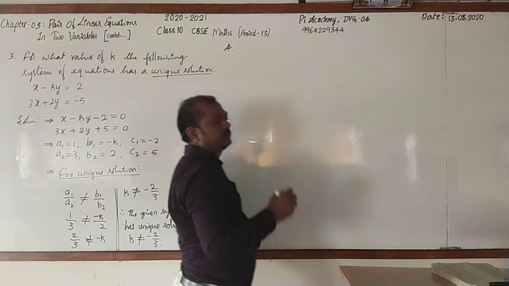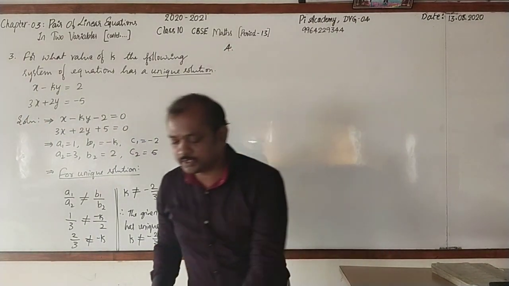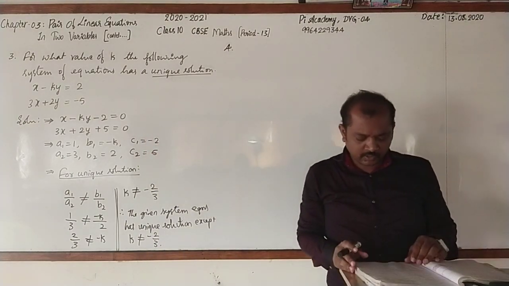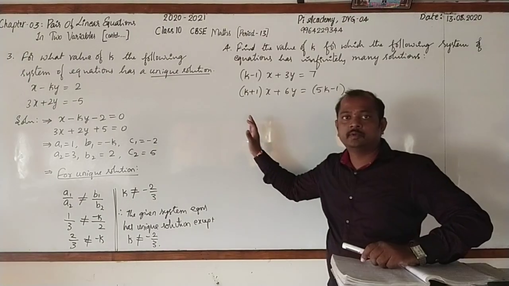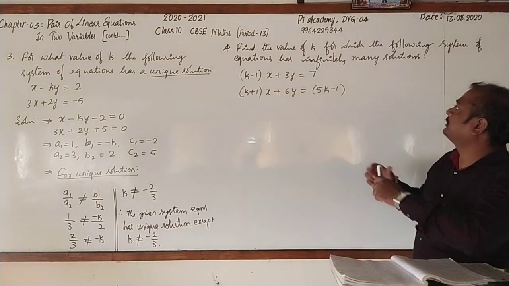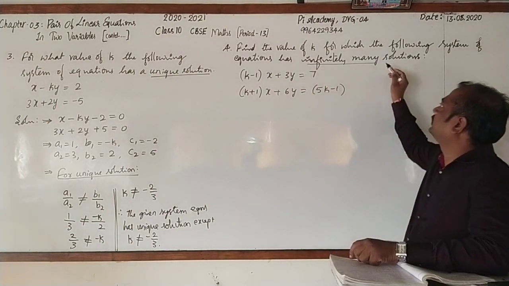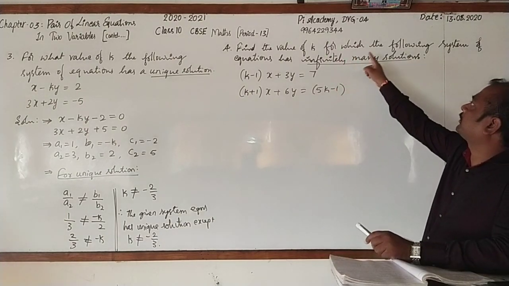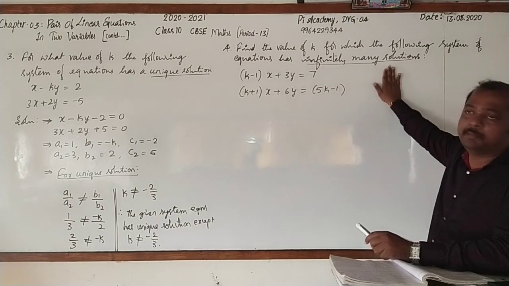Remaining two more types. What are these? One is infinitely many solutions and another one is no solution. I will go for taking the questions one by one. Dear students, go through this one. This time I have taken one question with respect to infinitely many solutions. So find the value of k for which the following equations has infinitely many solutions.